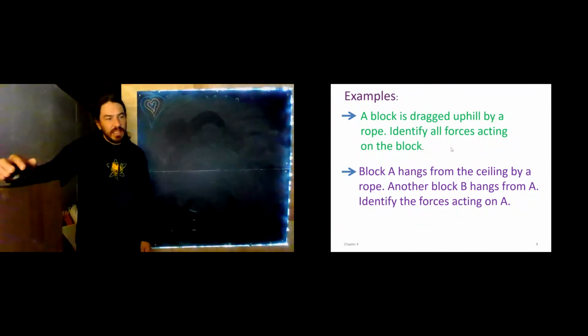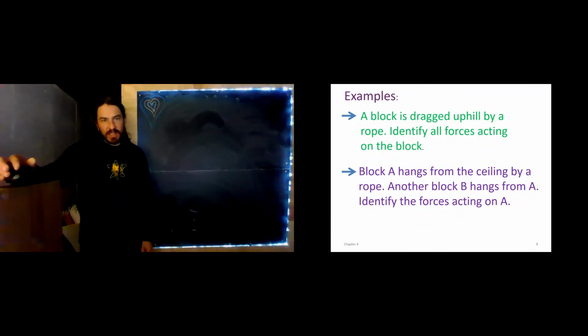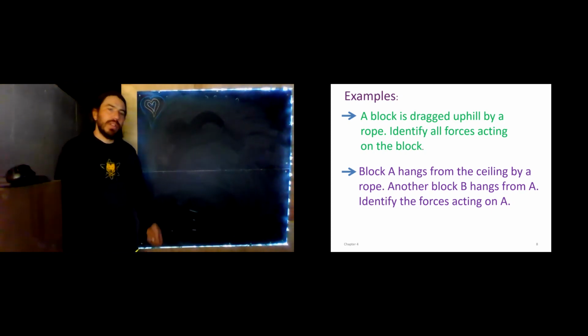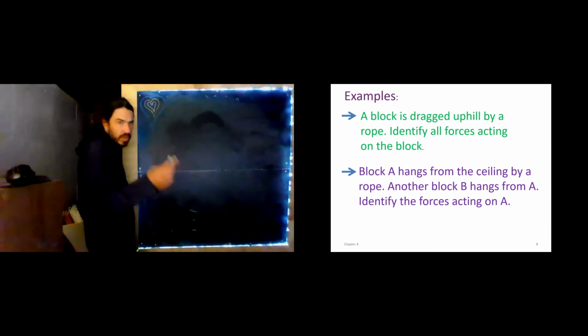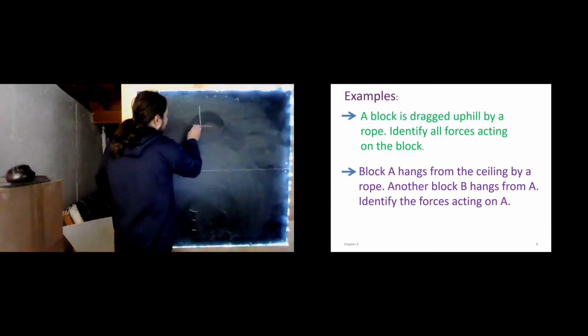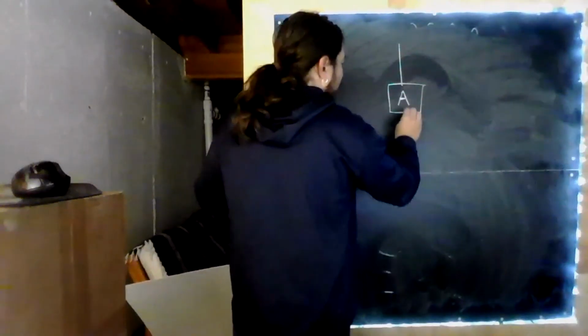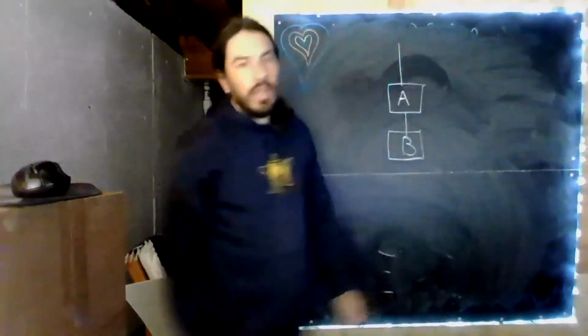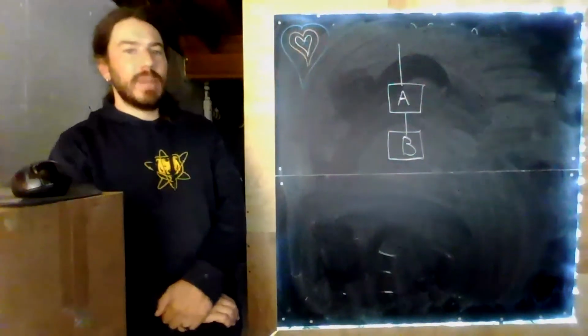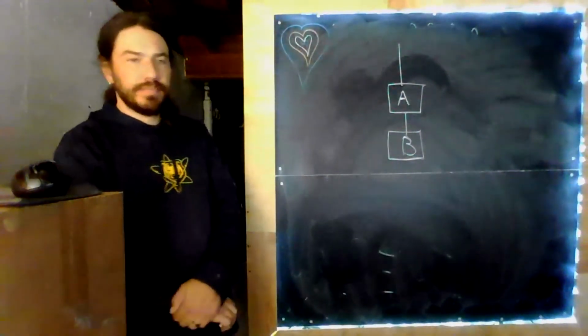Block A hangs from the ceiling by a rope. Another block B hangs from A. Identify the forces acting on A. Again, why don't you try this one on your own? Pause the video and see how it went. I'm going to draw a quick picture. There's my quick picture. What is my object of interest?